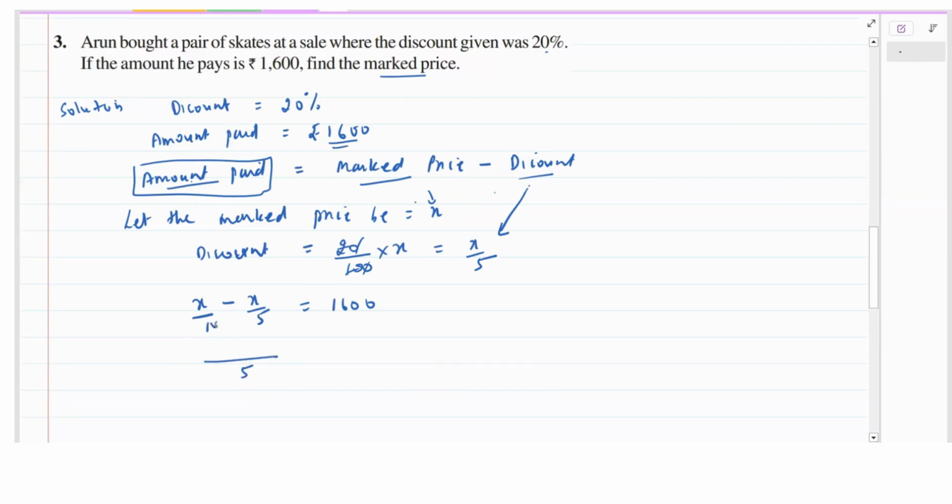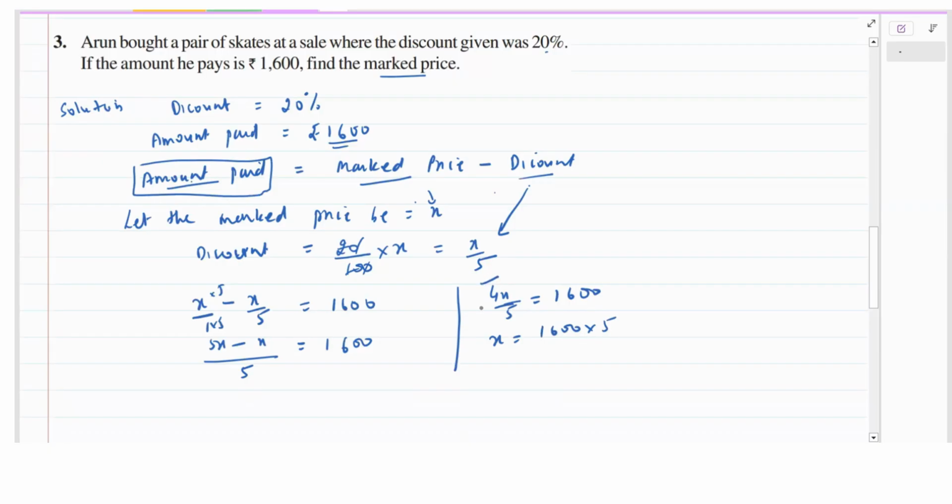Here, as the denominator is not equal, we can take the LCM. This is 5 multiplied by 5. So 5x minus x is 1600. From here it is 4x. So 4x upon 5 is 1600. If you want x, see, 5 is in the denominator. Going that side, it will become multiplication.